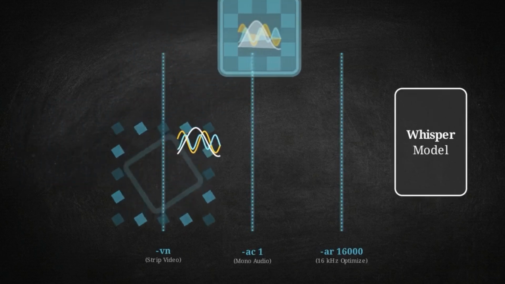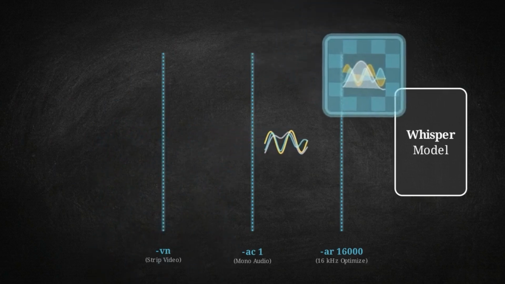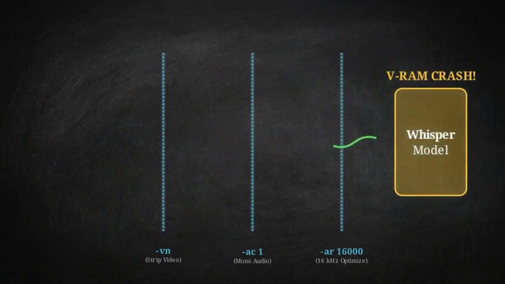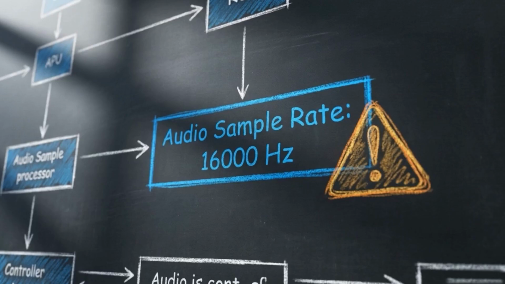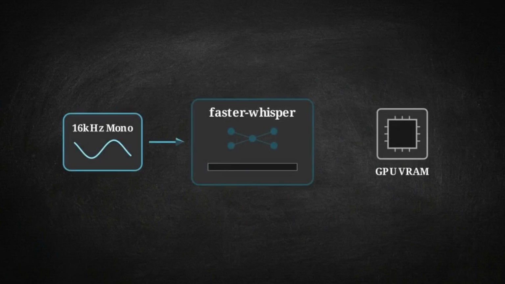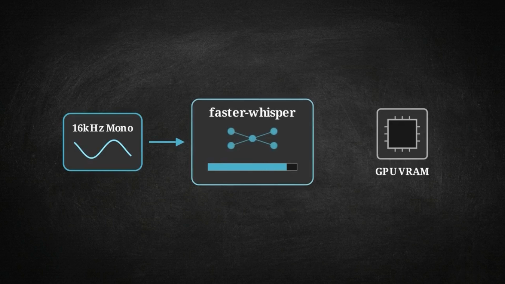Feeding a raw high-definition MP4 directly into a speech model wastes processing power on video decoding and causes VRAM memory crashes. The strict 16 kHz pre-processing step is not optional. It matches the exact acoustic format these algorithms were trained on, ensuring maximum accuracy while preventing hardware failure.